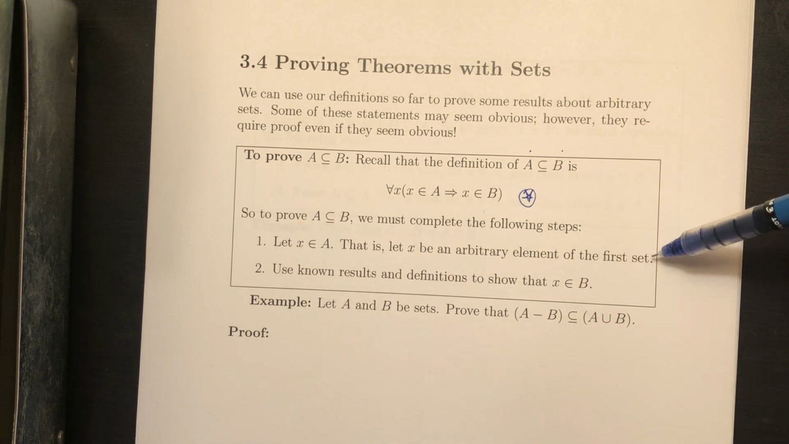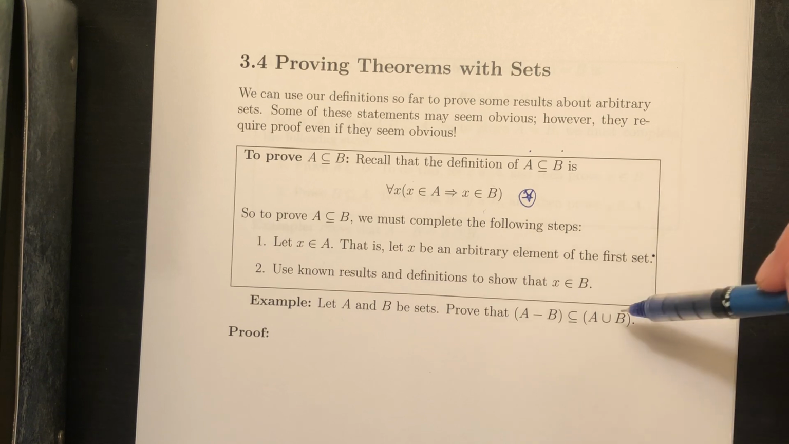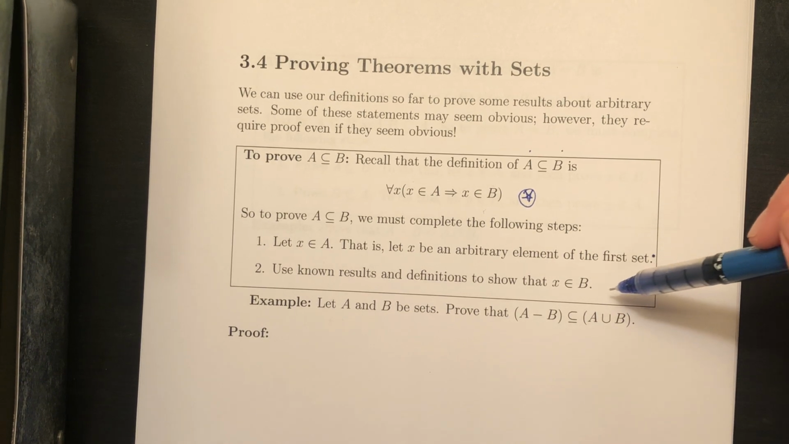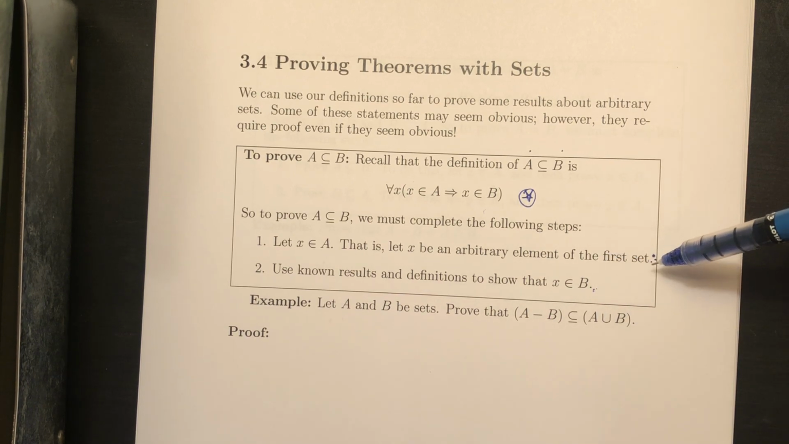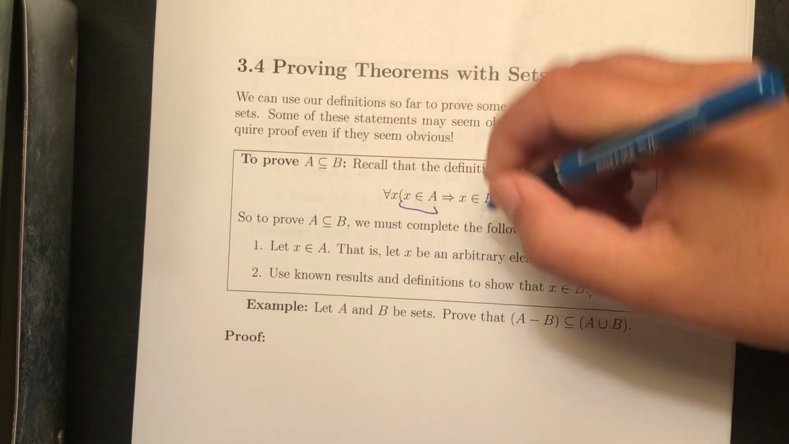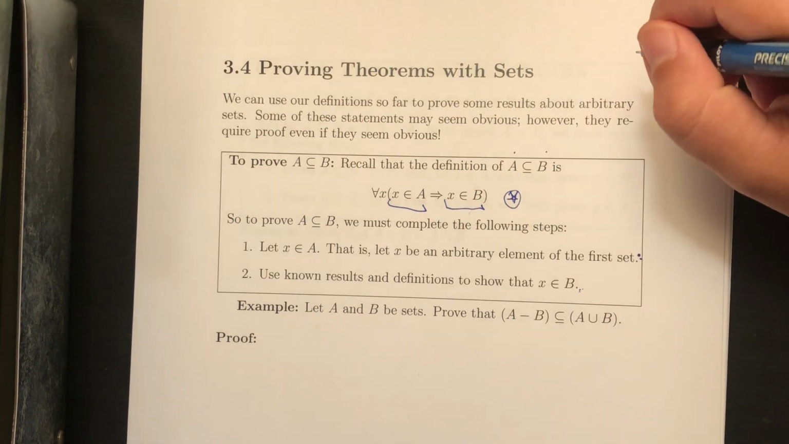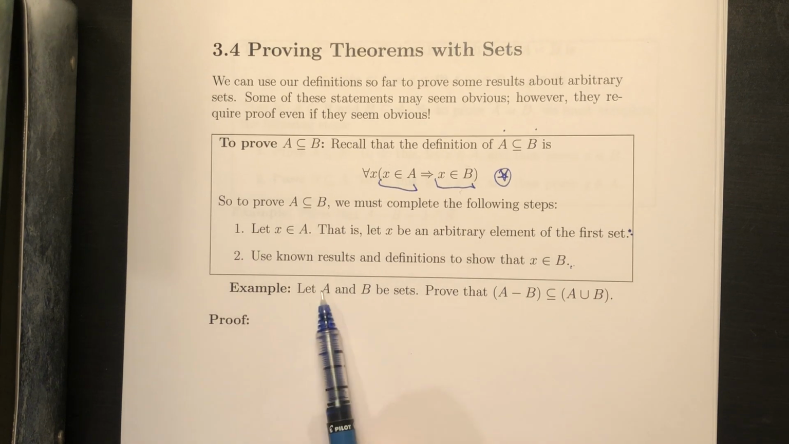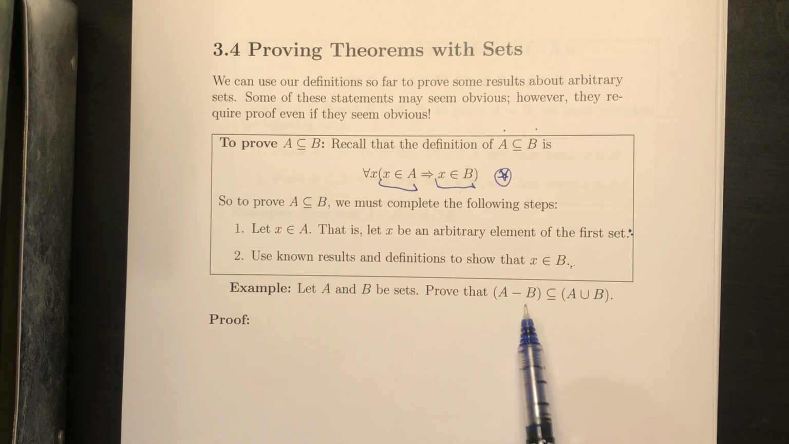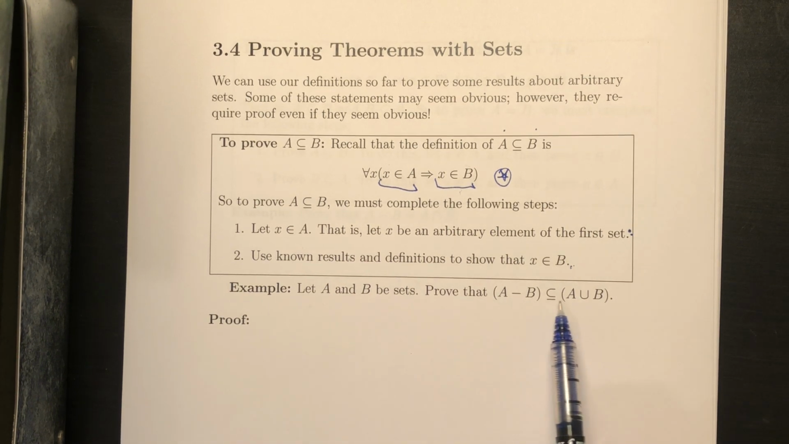All right, so these are our two steps. First, let x be some arbitrary element of the first set. Then use our known results and definitions to show that x is also an element of the second set. Right, this is basically assume the hypothesis that x is an element of A, prove the conclusion that x is an element of B. Now these sets are going to be a little bit more complicated than just A and B, and so let's do an example. So let A and B be arbitrary sets. We're going to show that no matter what these sets A and B are, we'll always know that the set A minus B is a subset of the set A union B.